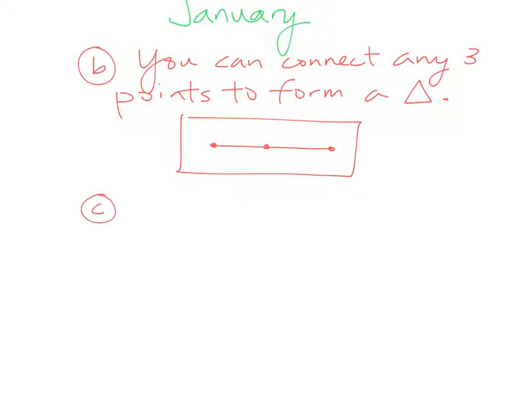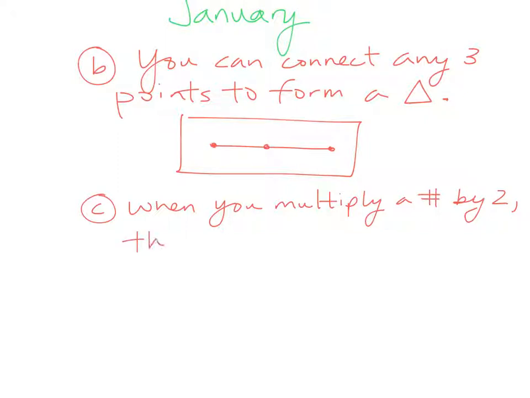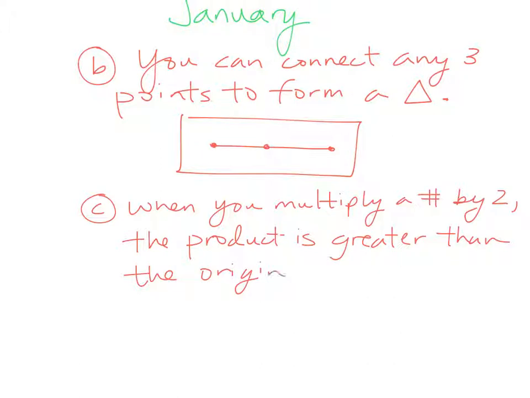If I said, when you multiply a number by 2, the product is greater than the original. Okay, when you multiply a number by 2, the product is greater than the original. So we're looking for multiplying some number by 2, but not getting a bigger product than the original.